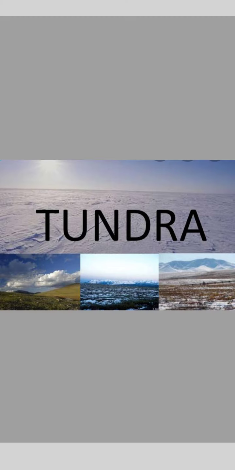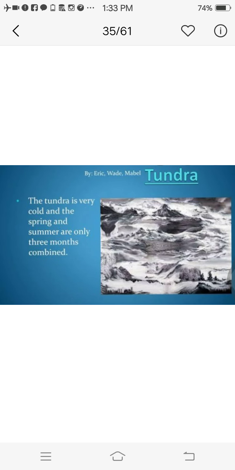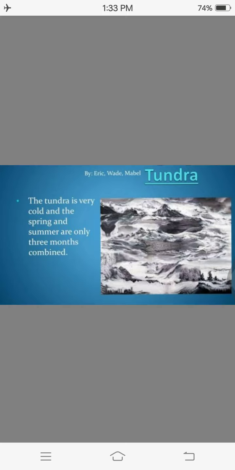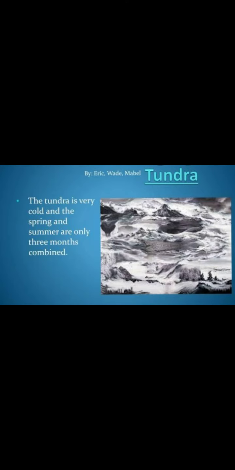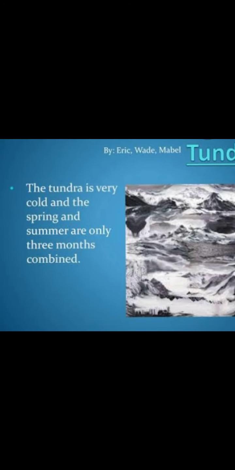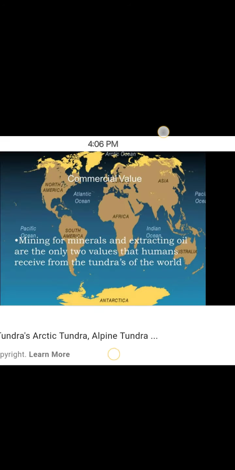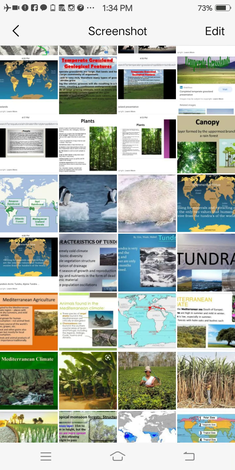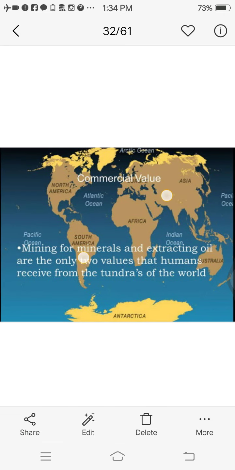Then we come to the tundra. As you well know, it is very cold, with hardly three months of summer; winter and autumn are the types of climate we find in the tundra. Actually, tundra is of two types. First, tundras are mostly in the polar regions like Antarctica and the Arctic.